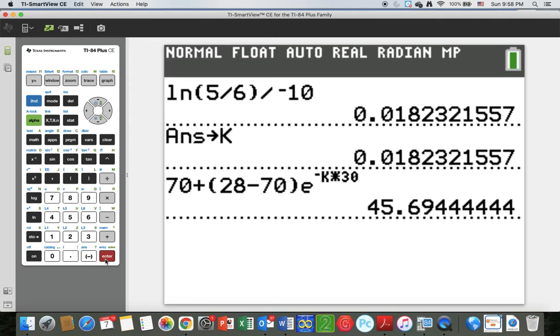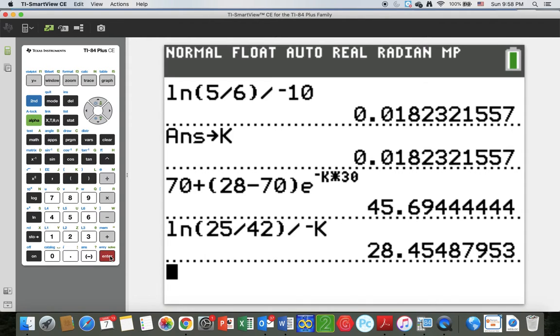On the second part, how long will it take to get to 45 degrees? I believe we ended up with the natural log of 25 divided by 42, close parentheses, divided by, which should have been negative K. I think we had K, but it should be negative K, I believe. And we get 28.45 minutes. So that should save you a step.